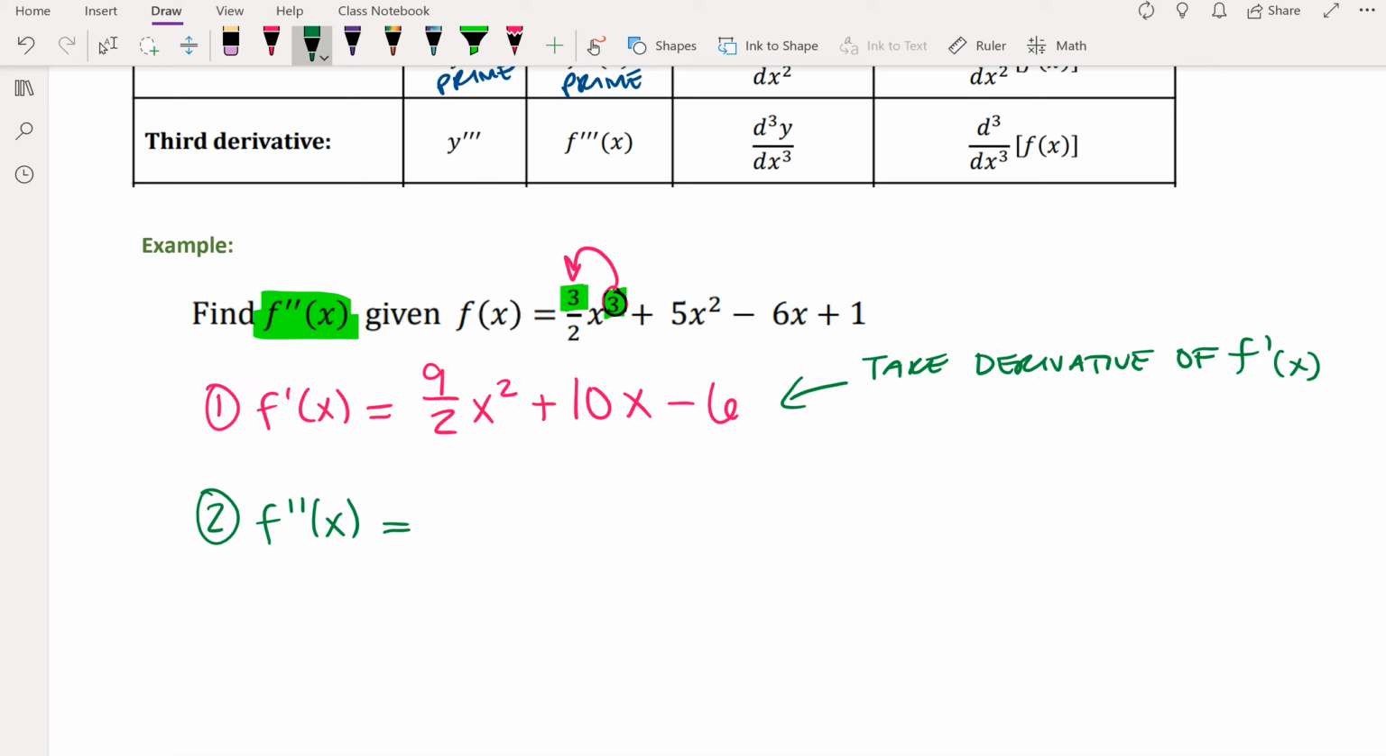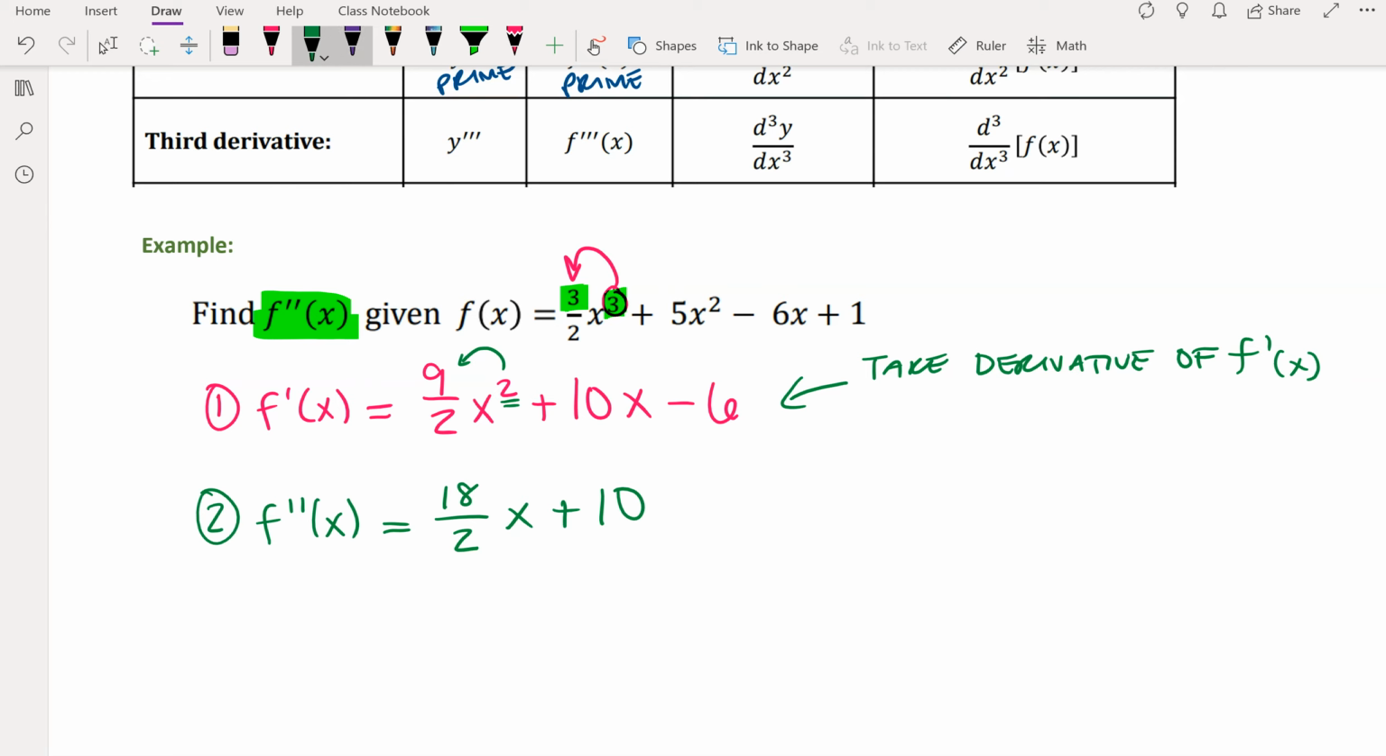All right, now I'm going to take that derivative. So we're going to do the power rule. The 2 multiplies to the top. So we get 18 over 2x, because we subtract 1 from the exponent, right? Plus 10. And then the 6 is 0. The derivative of the negative 6, derivative of a constant, is 0. So there's f double prime. If you wanted to, you could simplify, but I'm not worried about simplifying right now. We just need to know how to take higher order derivatives.